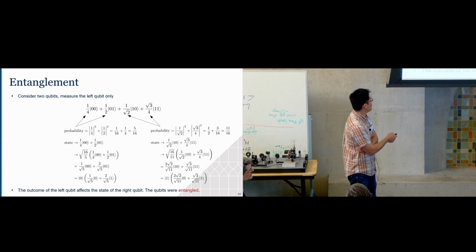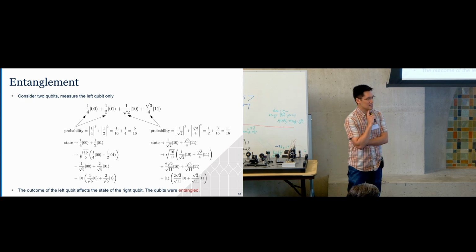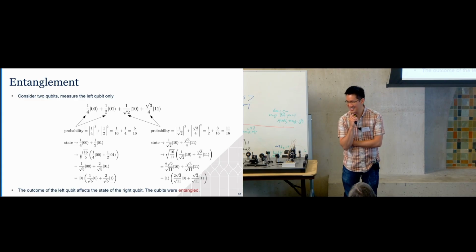Yeah, so here if it was 0, you have a probability that the right qubit is 0 and a probability 4/5 that it's 1. Whereas over here, if the left qubit is 1, the right qubit has a probability of 8/11 of being 0 and 3/11 of being 1. So the probability of the right qubit here is different from the probabilities over here. So it favors one over the other. Okay. Would you like to give it a shot, Brian?